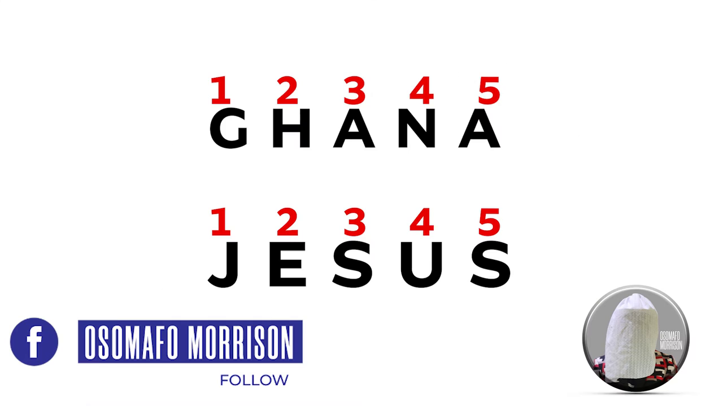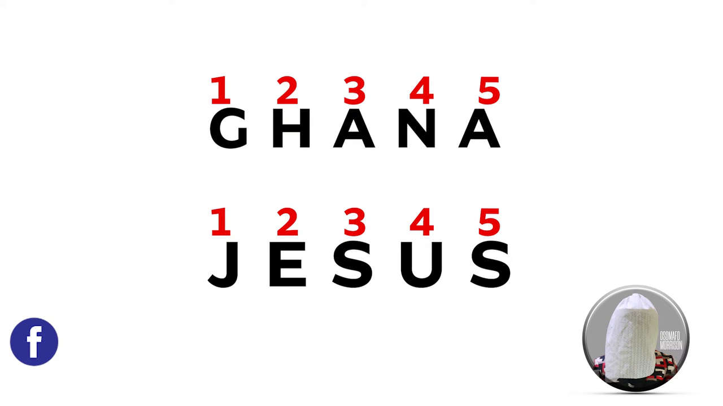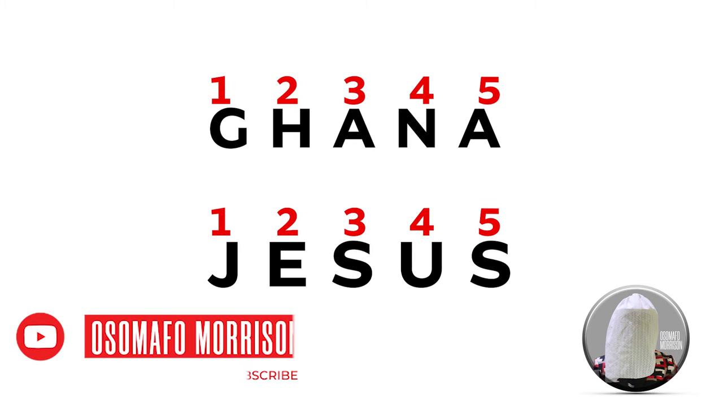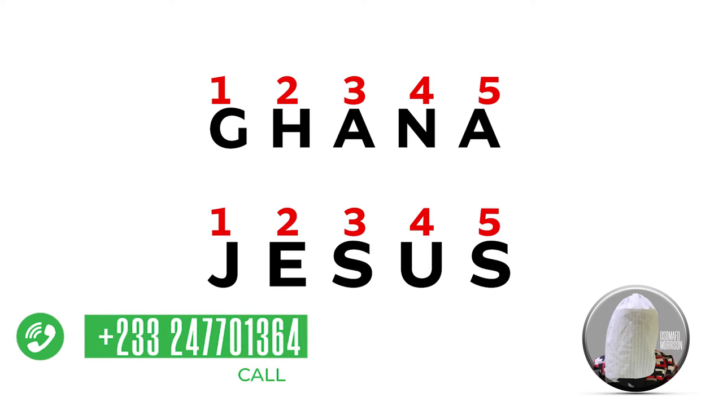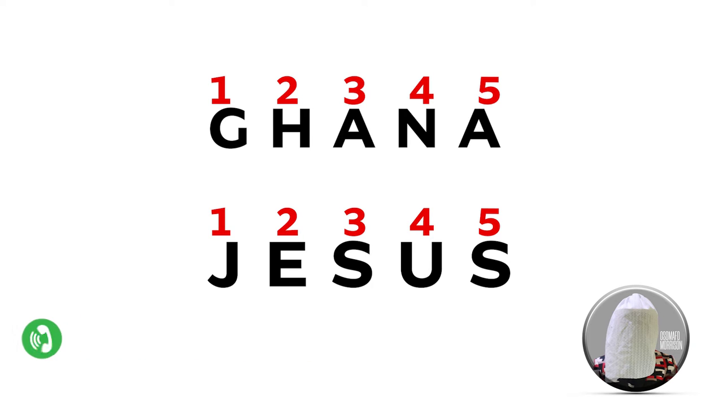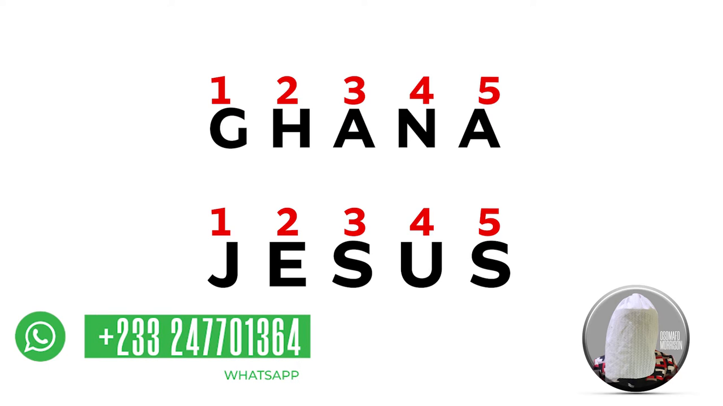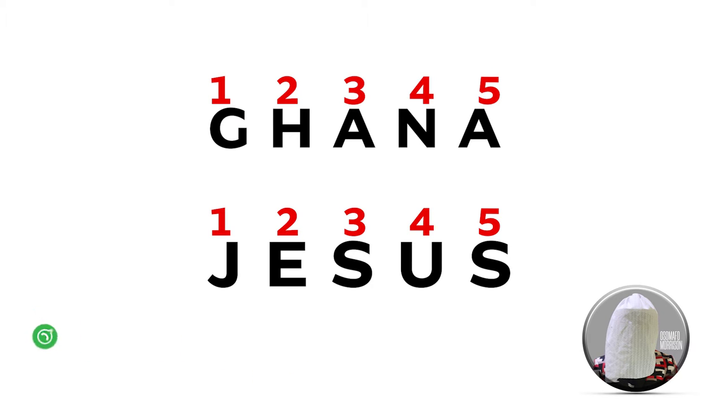We found out that we have written Ghana. Consider the spellings of Ghana. G-H-A-N-A. G is one. H is letter two. A is number three. N is number four. And A is number five.